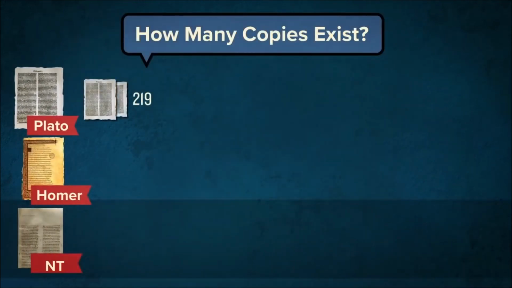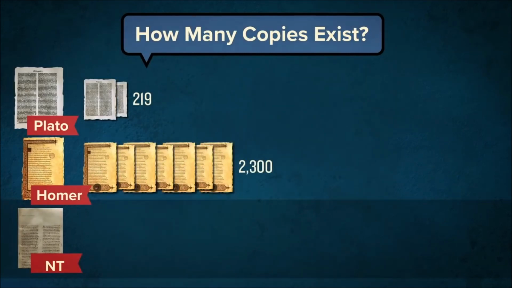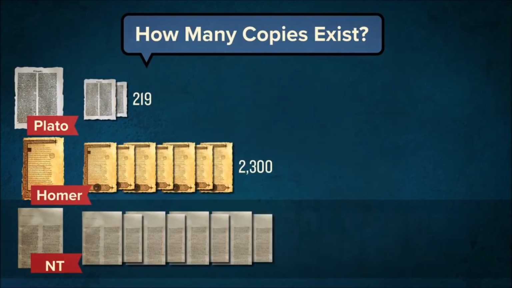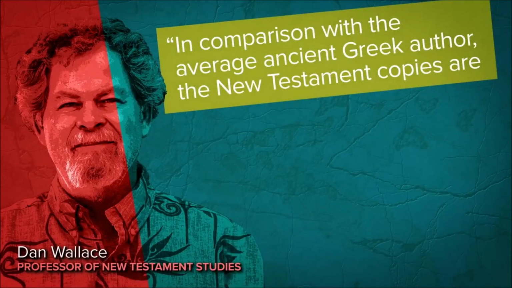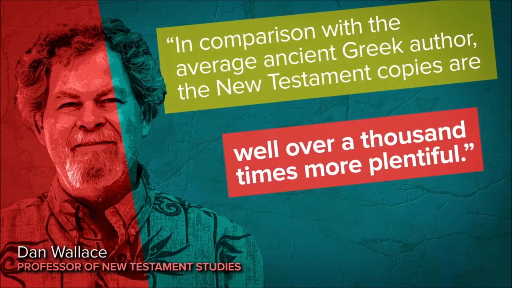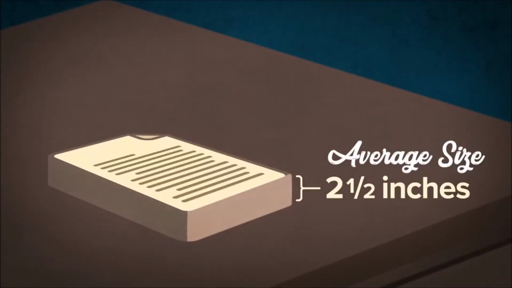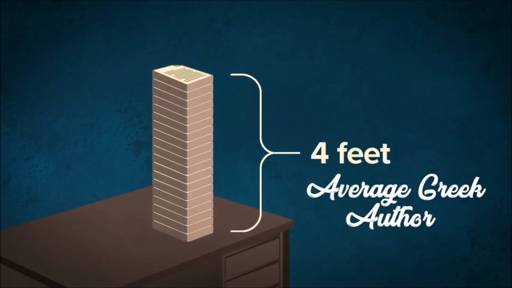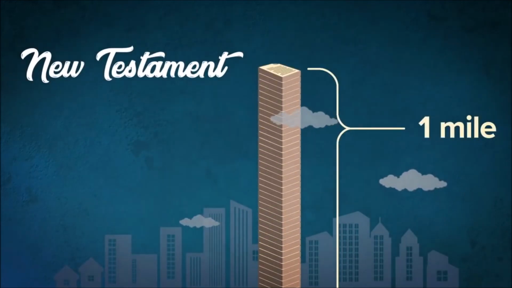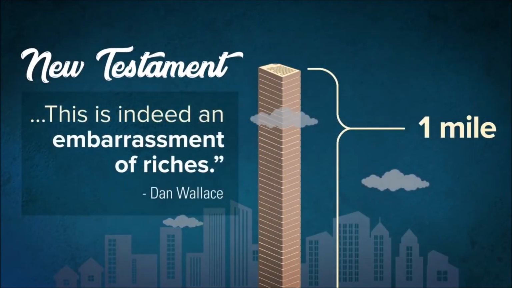We have 219 copies of Plato, 2,300 copies of Homer, but when it comes to the New Testament, we have an overwhelming 5,700 manuscript copies in the original Greek alone. In comparison with the average ancient Greek author, the New Testament copies are well over 1,000 times more plentiful. If the average sized manuscript were 2 1/2 inches thick, all the copies of the works of the average Greek author would stack up 4 feet high, while the copies of the New Testament would stack up to over a mile high. This is indeed an embarrassment of riches.